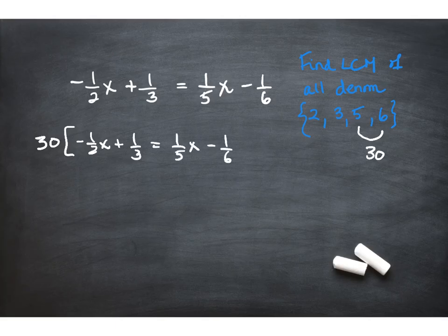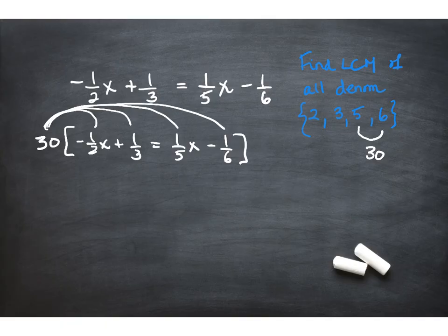And what is that going to do for you? It's going to actually get rid of all of those, because when you distribute to each of the terms, the denominator is going to cancel, right? Because 30 times -1/2 is going to be -15x. 30 times 1/3 is going to be +10. 30 times 1/5 x is going to be 6x. And 30 times -1/6 is going to be -5.